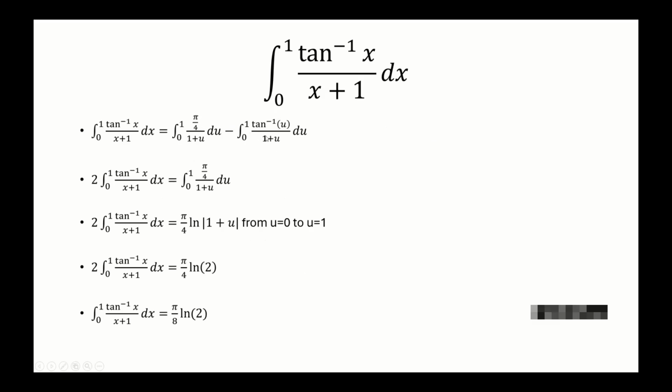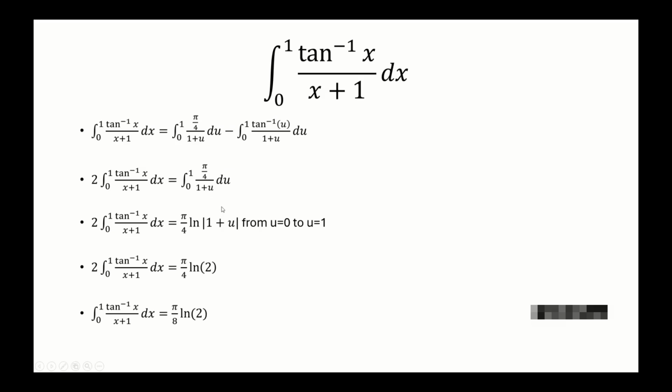So notice that the inverse tangent of u over 1 plus u is the same thing as inverse tangent of x over x plus 1. The only difference here is the variable, but it doesn't matter. It's the same thing. So then I can add that to the other side and get two copies of the integral. And so now I just need to focus on integrating pi over 4 over 1 plus u.